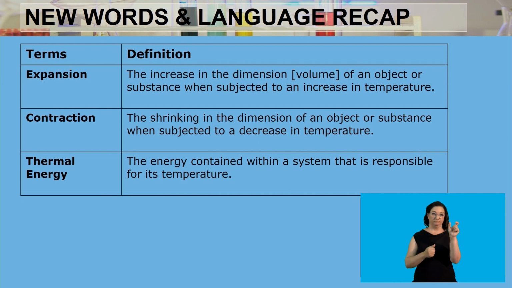So we said that expansion is the increase in the dimension of an object or substance when subjected to an increase in temperature. So expansion goes with an increase in temperature. Whereas contraction is the shrinking in the dimension of an object or substance when subjected to a decrease in temperature. And then lastly, thermal energy. That's the energy contained within a system that is responsible for its temperature.